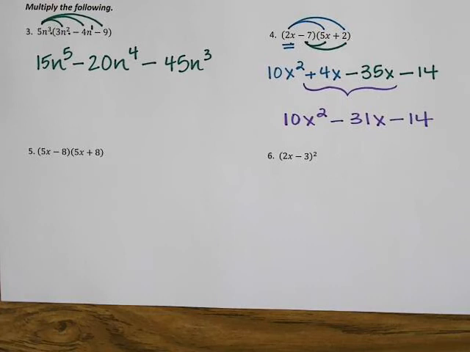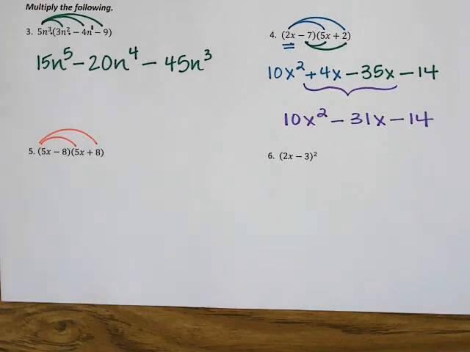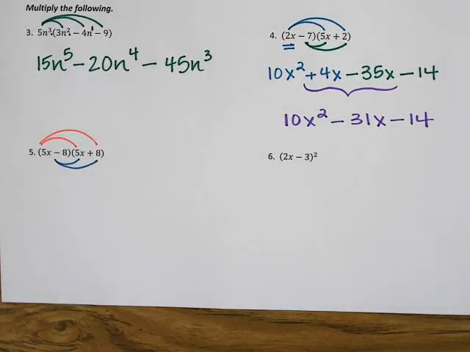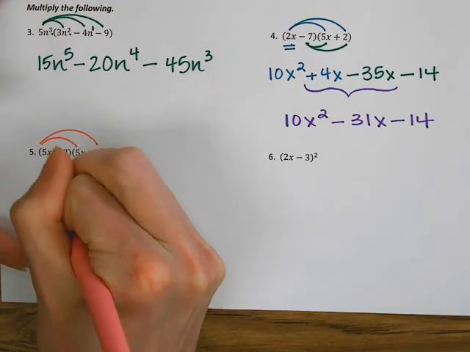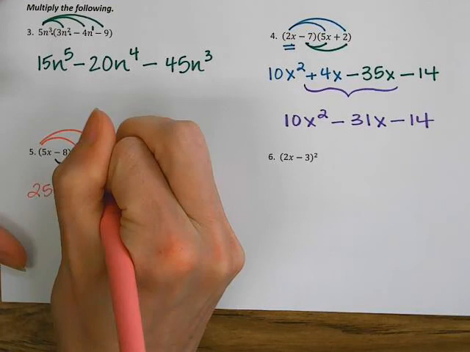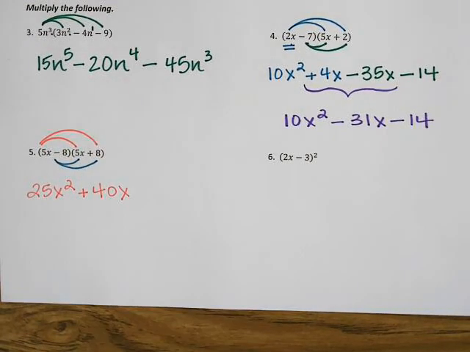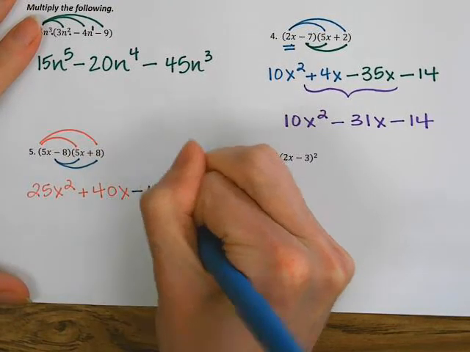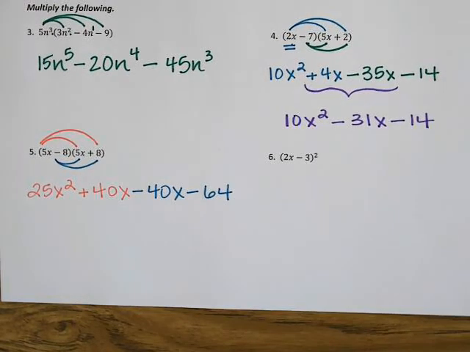All right, number 5, same thing, double distribute. So we've got to do the 5x to both, and then we have to do the negative 8 multiplied to both. So 5x times 5x is 25x squared. 5x times 8 is 40x. Negative 8 times 5x is negative 40x. And negative 8 times 8 is negative 64.